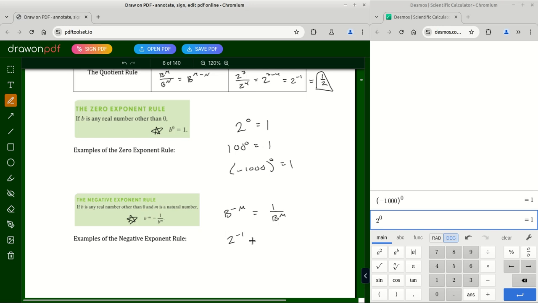That was why we had 2 to the negative 1. They did it like this. But really what's going on is that's 2 to the 1. See, this is negative 1, and now that's a positive 1 in the bottom. So I'm taking the minus sign away.